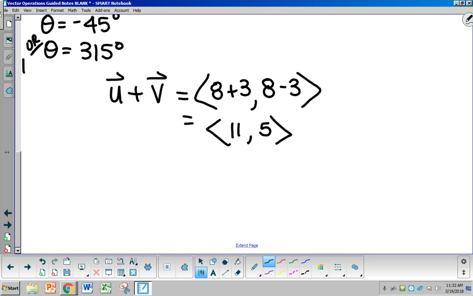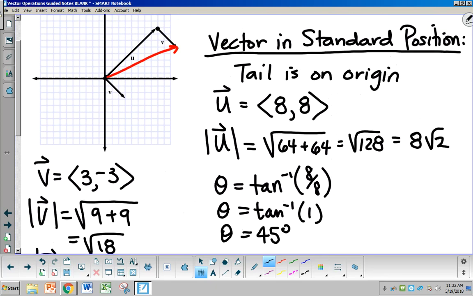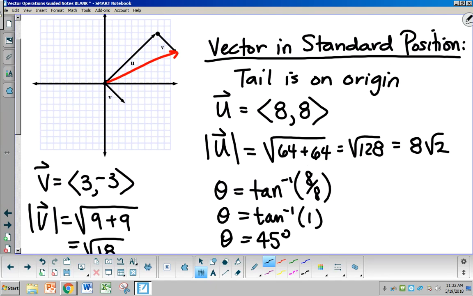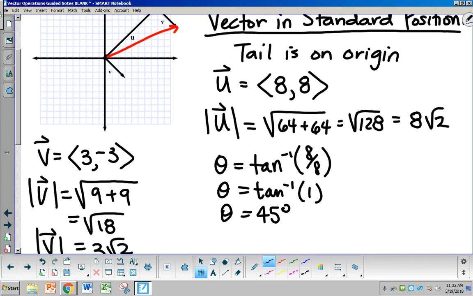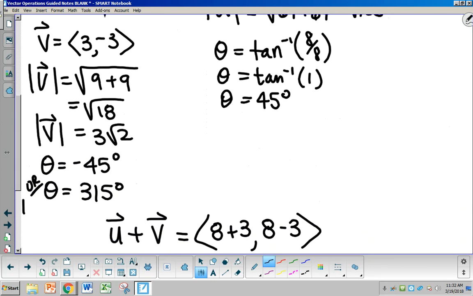And does that make sense? Let's see. Does it look like this? This is a 10 by 10. So this looks like it's 11, 1, 2, 3, 4, 5. It does, doesn't it? Does it have a different direction and a different magnitude? Yes. So let's find that.